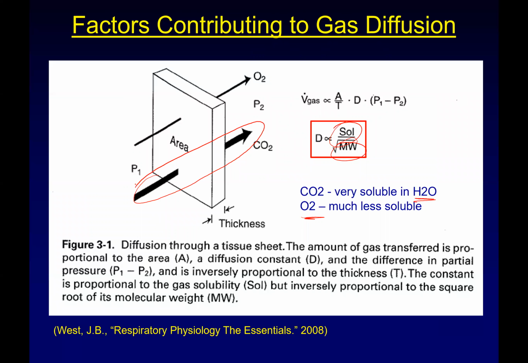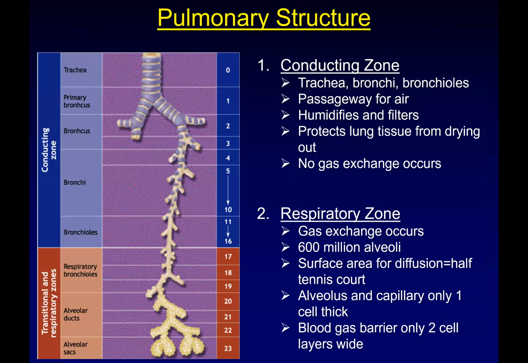Okay, and that's going to become important a little bit later on. For oxygen, we need a much larger gradient, which is going to be okay because we can generate these really, really big gradients with oxygen as we move things along. Okay, so here's the ideas of the conducting zone and the respiratory zones.